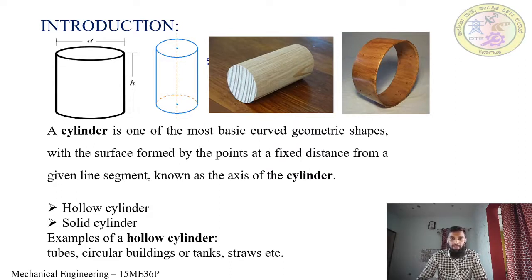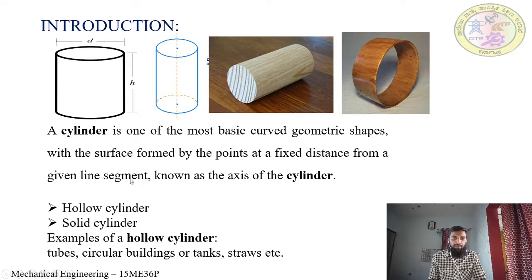A cylinder may be a solid cylinder or a hollow cylinder. See, in this experiment you are going to make a hollow cylinder. See, hollow cylinder, as you are seeing on the screen, this is a hollow cylinder and this is a solid cylinder. That means solid cylinder is having material within it and hollow cylinder is having certain thickness.